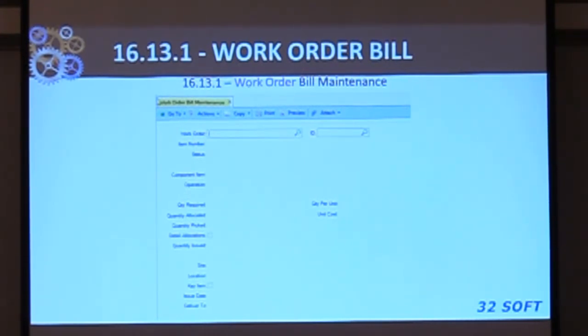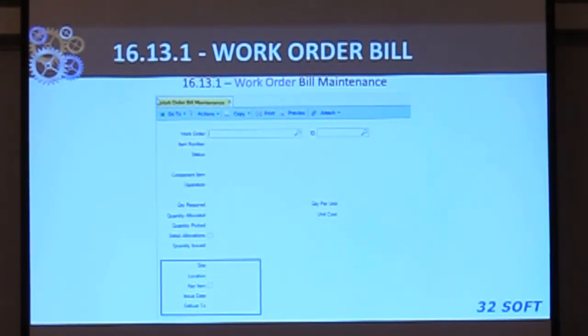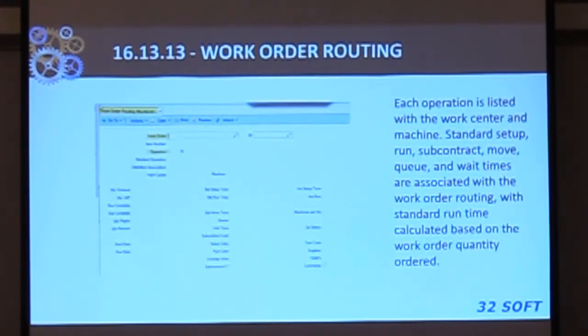You stick with 16.13.1, you tell it what the work order is, what your component is, and then the quantity required, quantity allocated, and then if you check that little box, detail allocate, you can actually go in and tell it where you want that particular work order to pull from in inventory for a particular subassembly or component lot. Then you've got QAD deliver site. So the work order bill tells the system exactly how you want that bill of material to look for the work order that you created in 16.1.